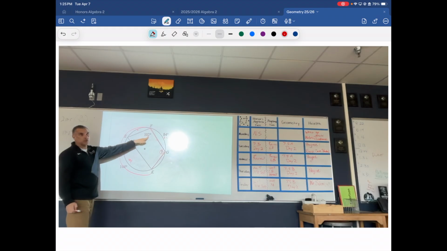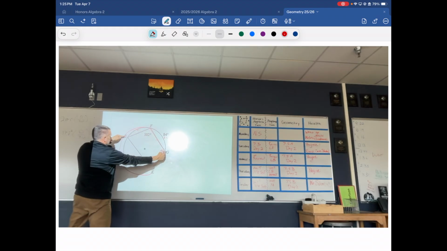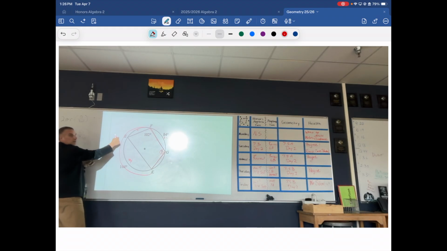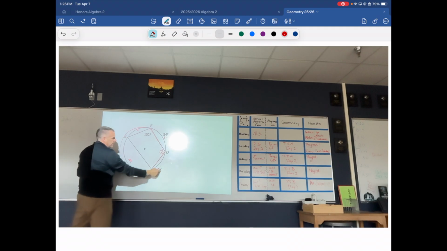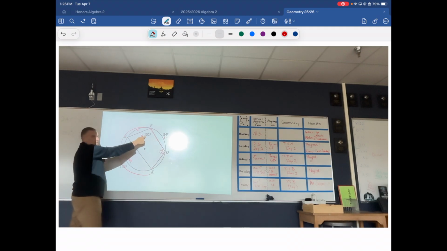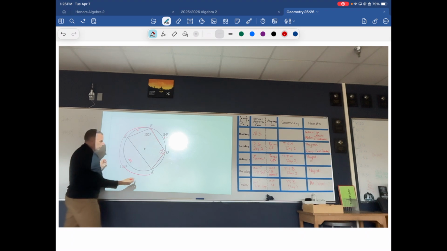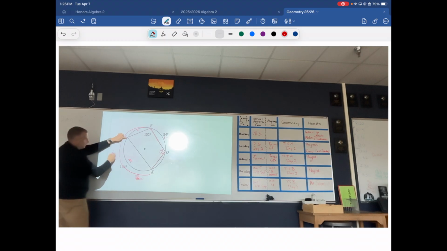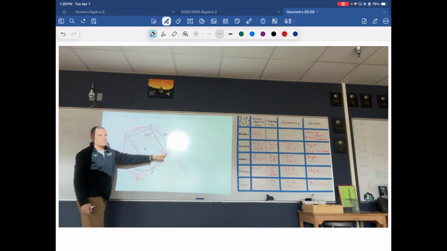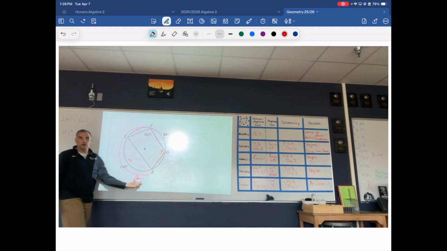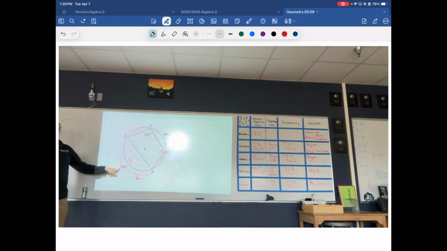This 102 creates this arc right here, from E to K to G. Double it, so that whole thing is 204. That's from here all the way around to here. I know that whole thing is 204, but I know this part is 144. So what can I do with the 204 and 144?